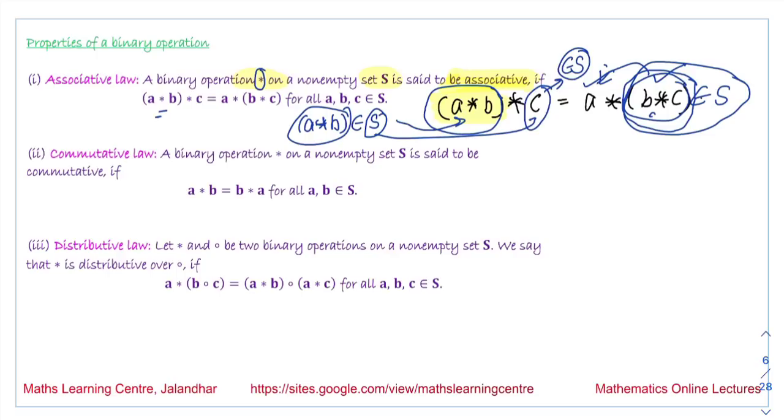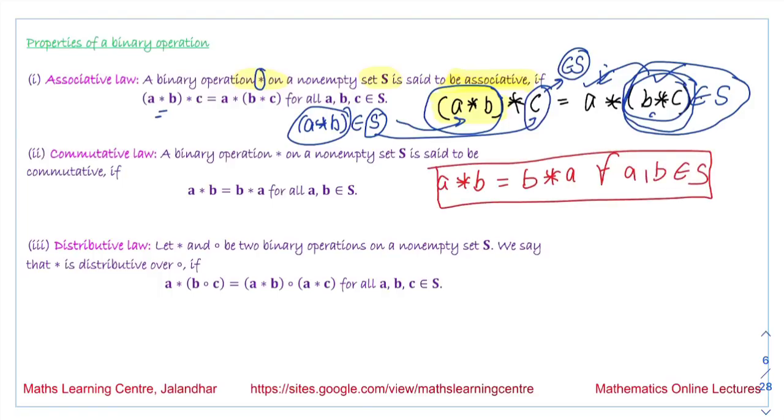Next is the commutative law. A binary operation star on a non-empty set S is said to be commutative if A star B is equal to B star A for all A, B belong to S.